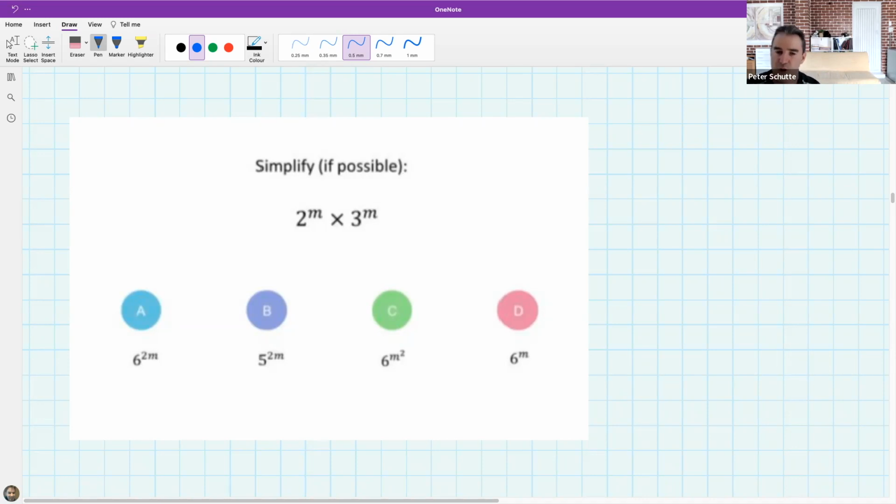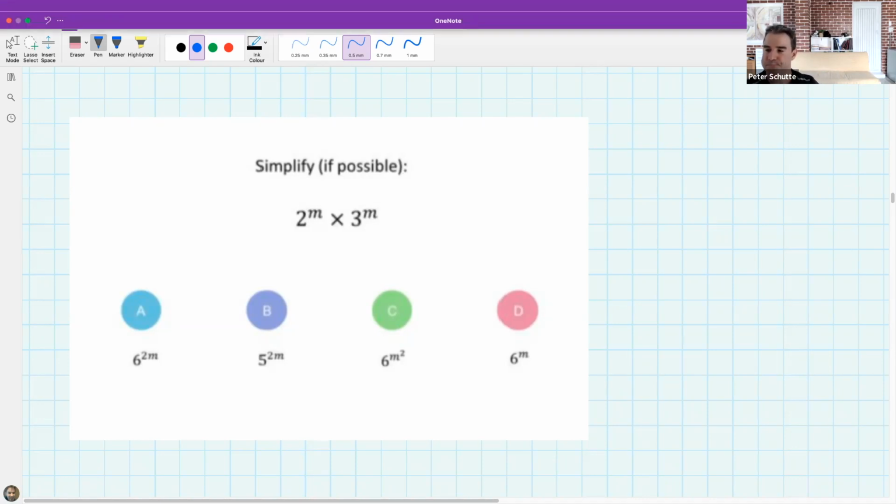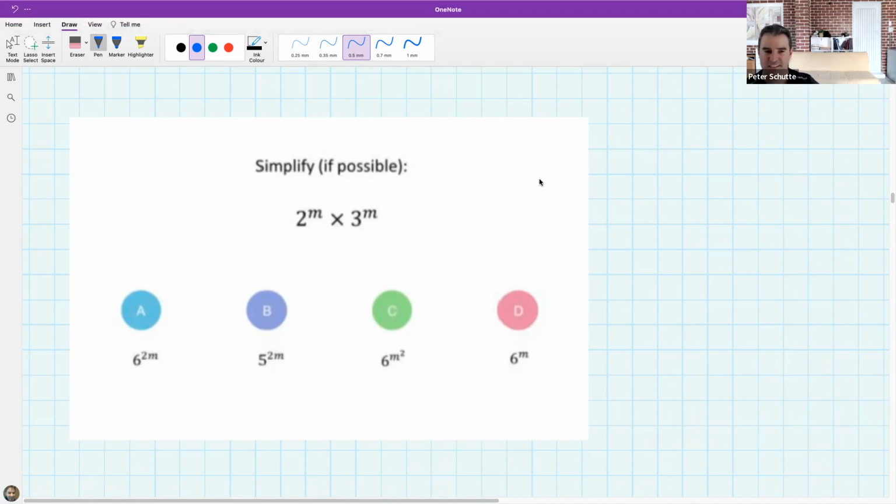Let's go to you. What do you think? I think that it's law 3, but I'm not sure. I agree with you. It is.